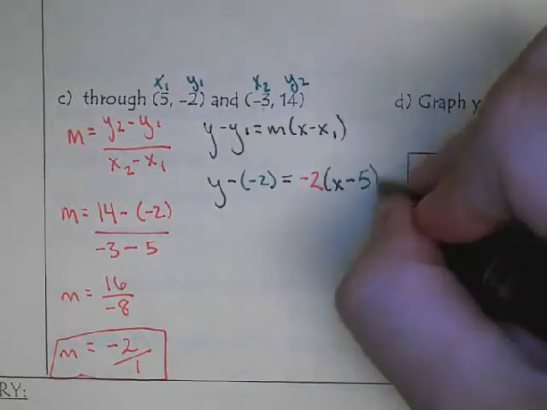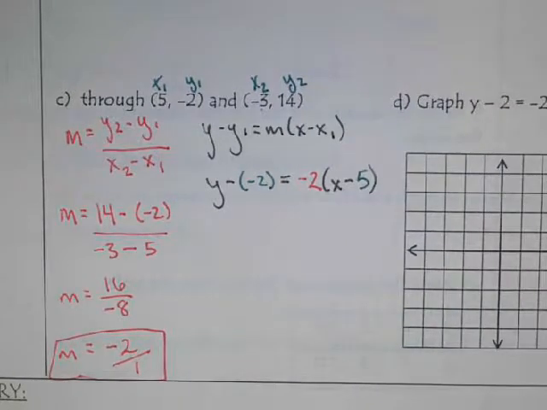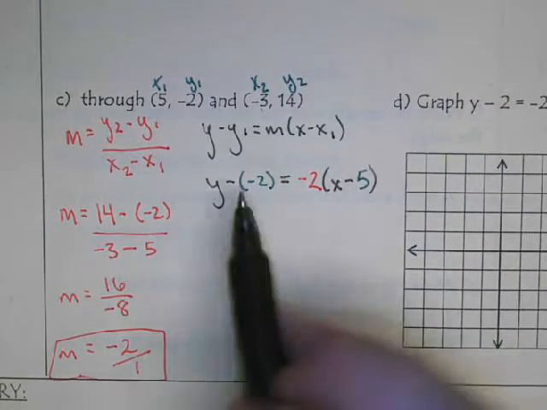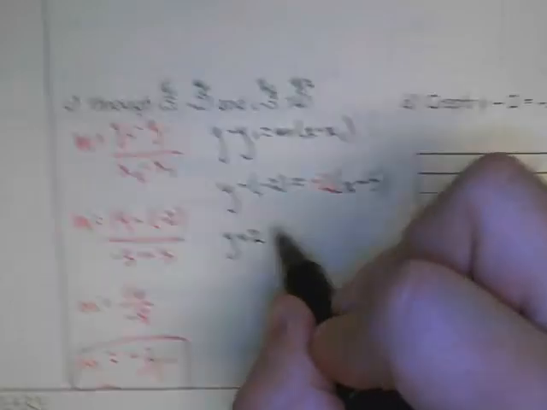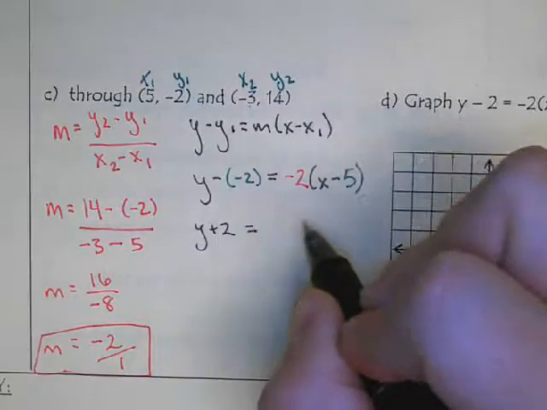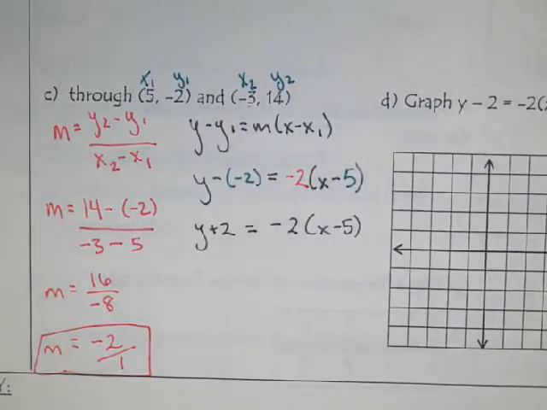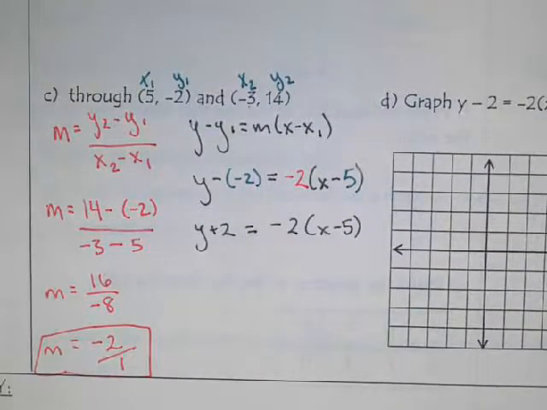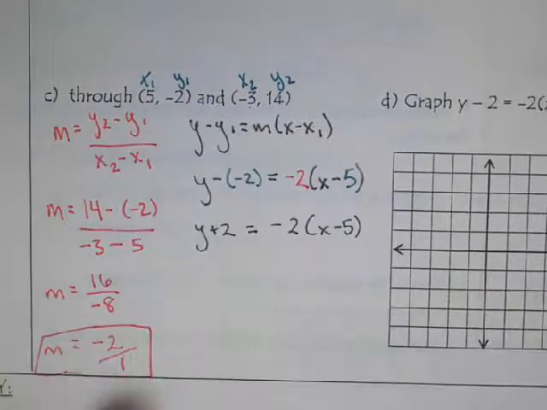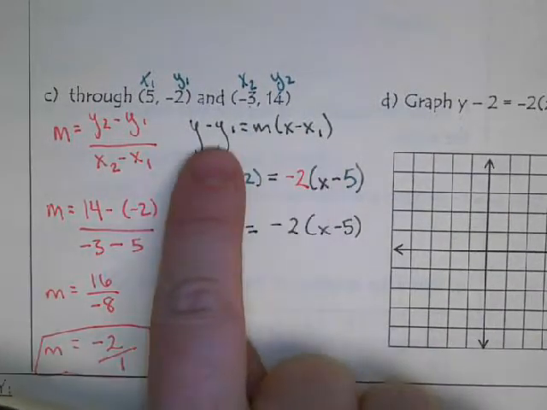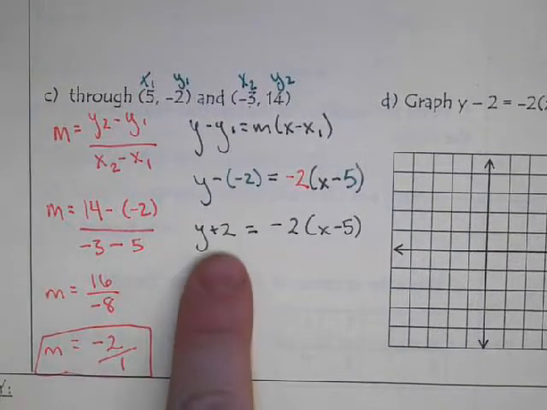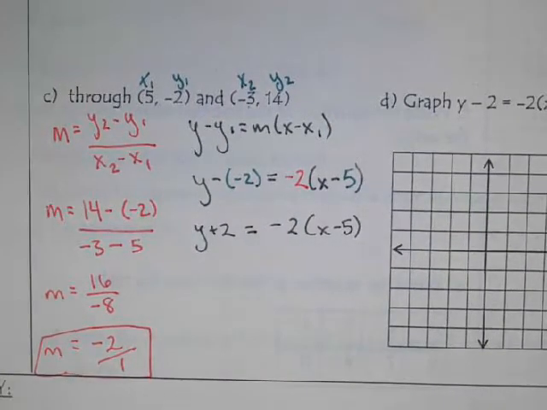And then let's clean it up a little bit, because I see a minus, so let's go y plus 2 equals -2 times x minus 5. Okay, and that's how, if we're given 2 points, we first can find a slope, then we just plug into our general form of this equation, a little bit of simplifying to clean it up, and then we're ready.